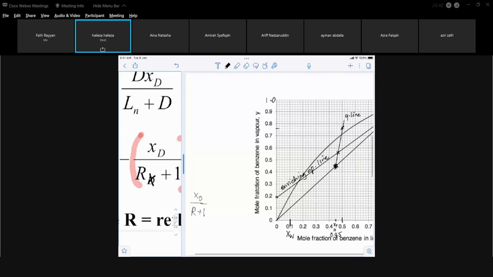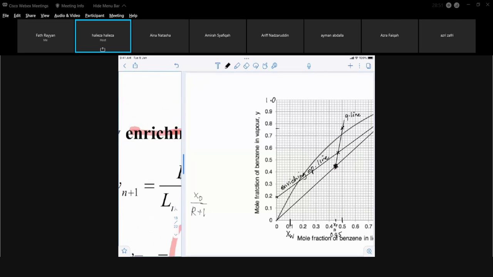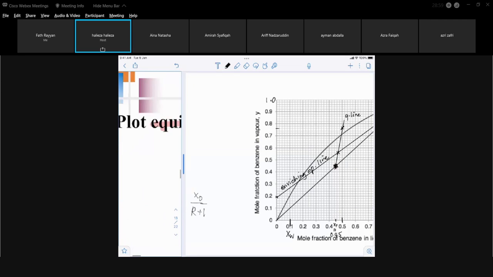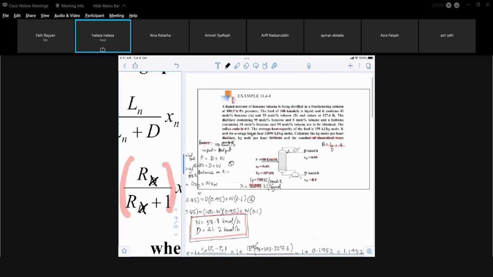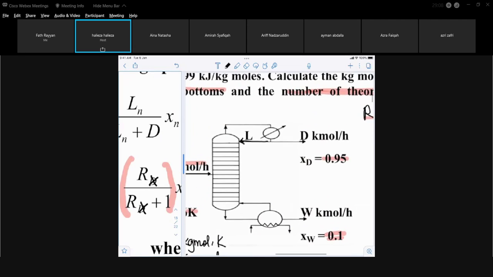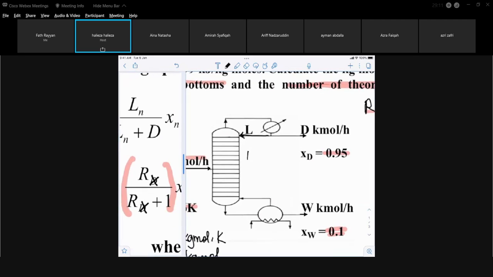Just for your information, there's two types of reflux ratio. Let me try to get the diagram. Okay, the diagram is not here, but there's two types of reflux ratio. If you look at this diagram, the reflux ratio that is used by this equation is L over D, that D being the distillate. There's another reflux ratio that is L over V.